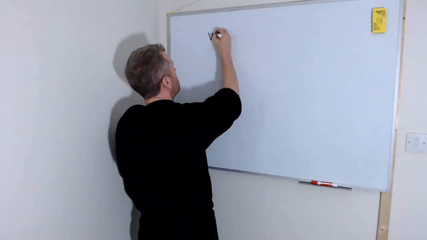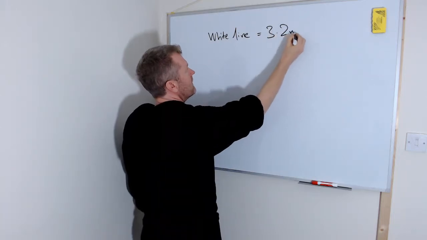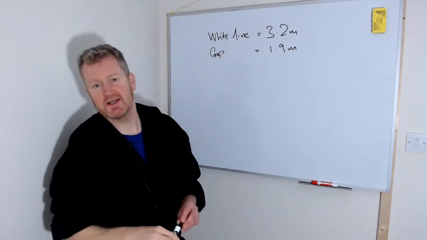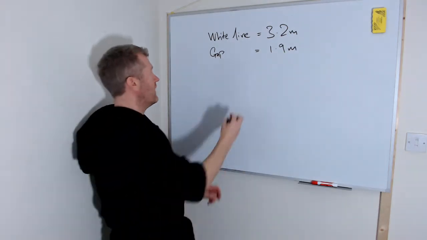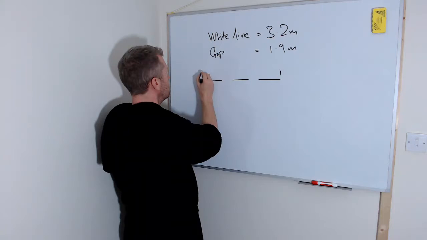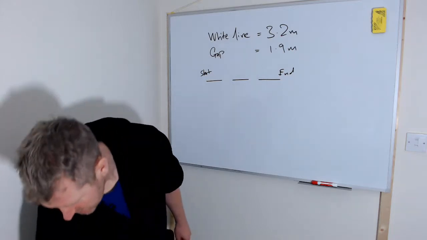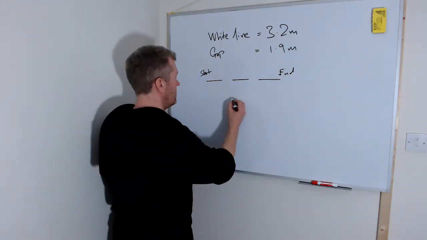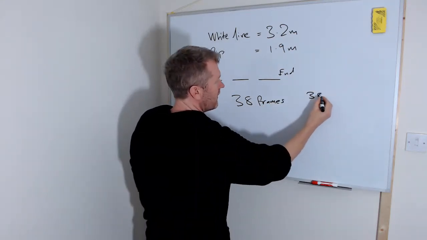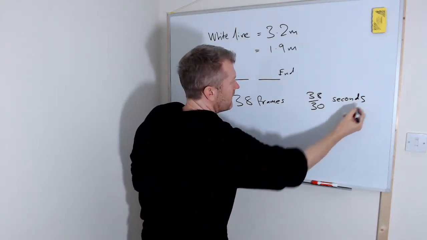Right, so the lines were, what did I say, 3.2 meters, and the gap in between them was 1.9 meters. Now I've looked at the footage again, and I've started the video at the start of one of these white lines, let it run until I've reached here. Okay, so this is the start, this is the end, and I've timed it. It took 38 frames in the video. My videos run at 30 frames a second, so that means that's 38 over 30 seconds. So that's the time it took, and then we need the distance.